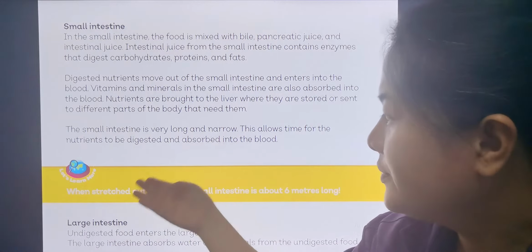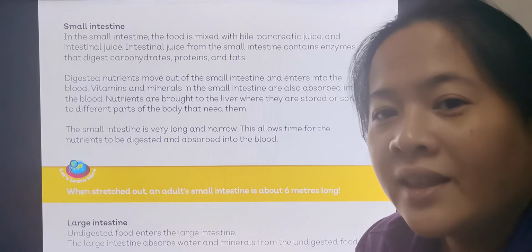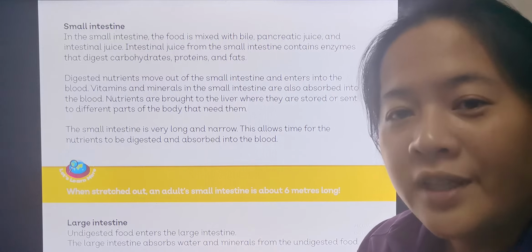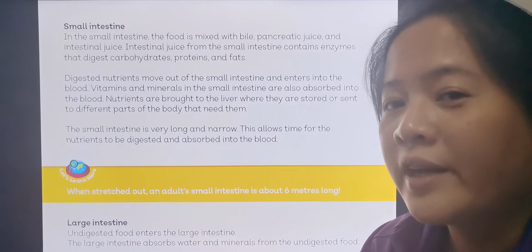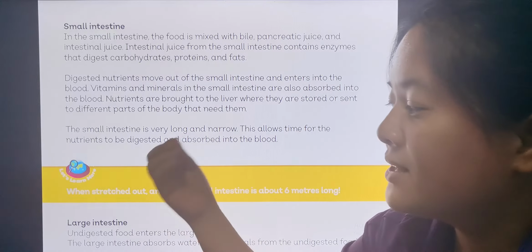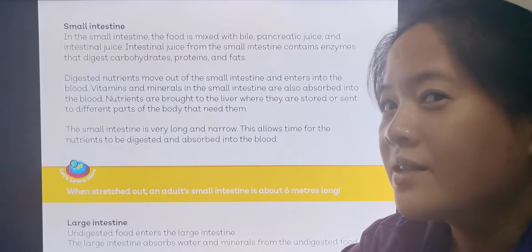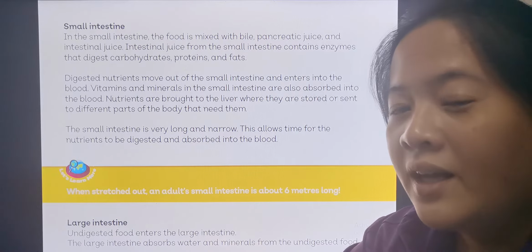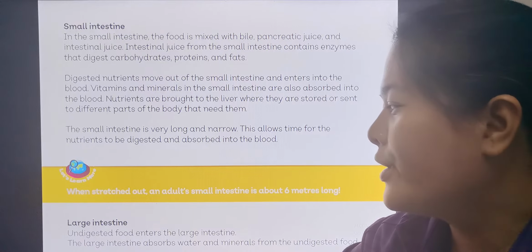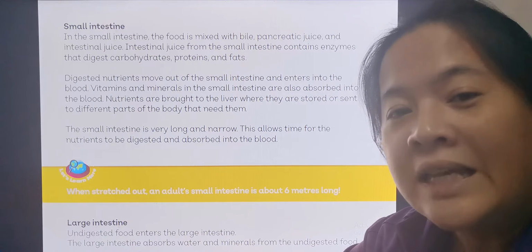And then the large intestine. Now, the undigested food, the food that we cannot digest, the fiber from fruits and vegetables that we eat, will go down to the large intestine. And in the large intestine, it will absorb the water and the minerals in the food that we eat.